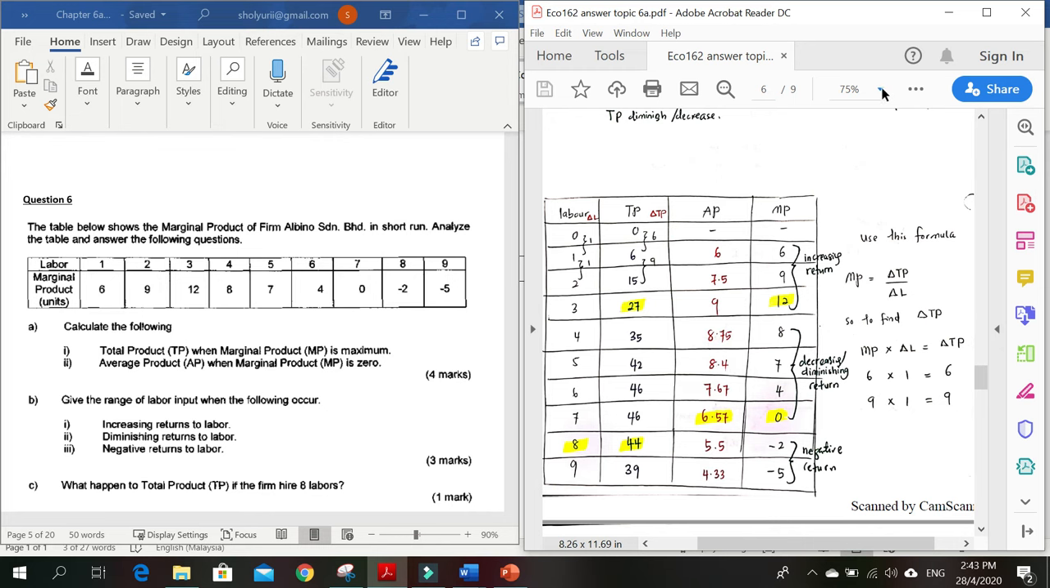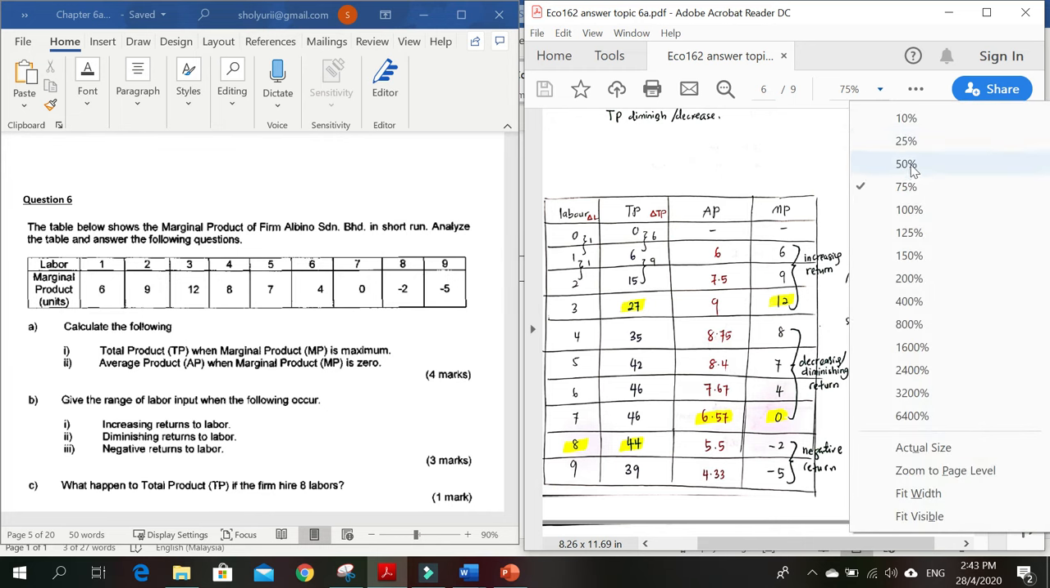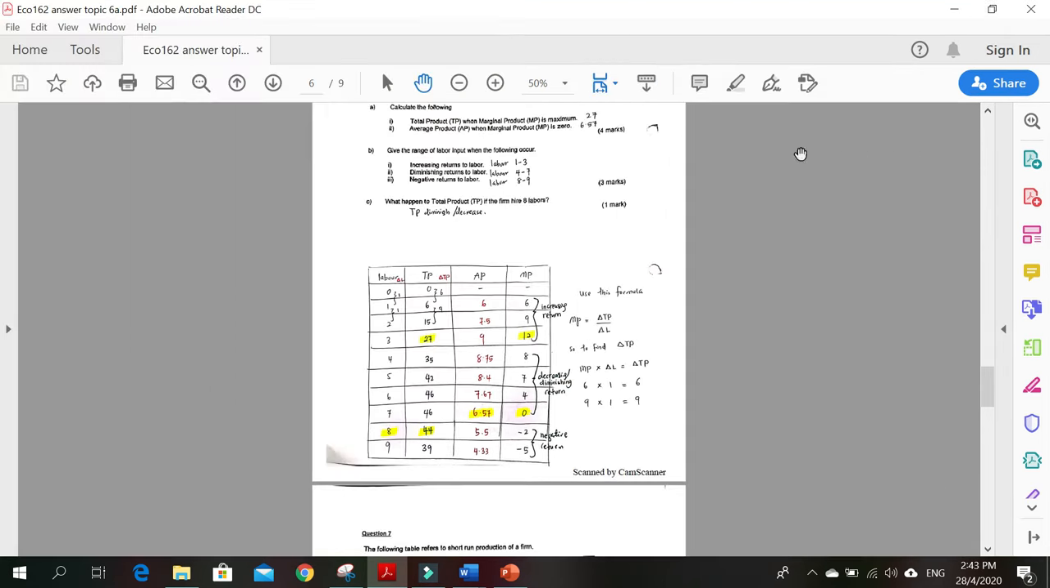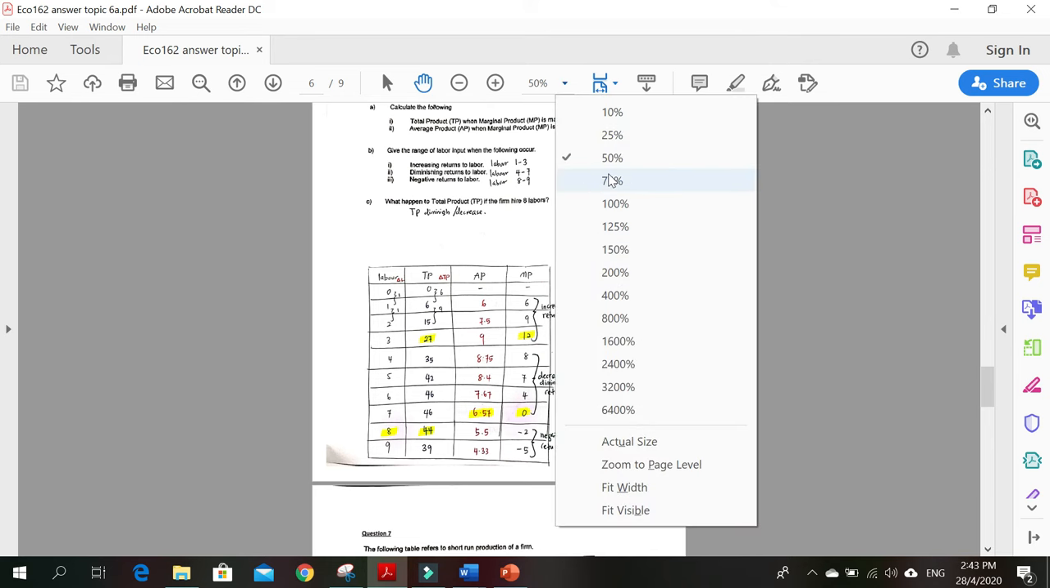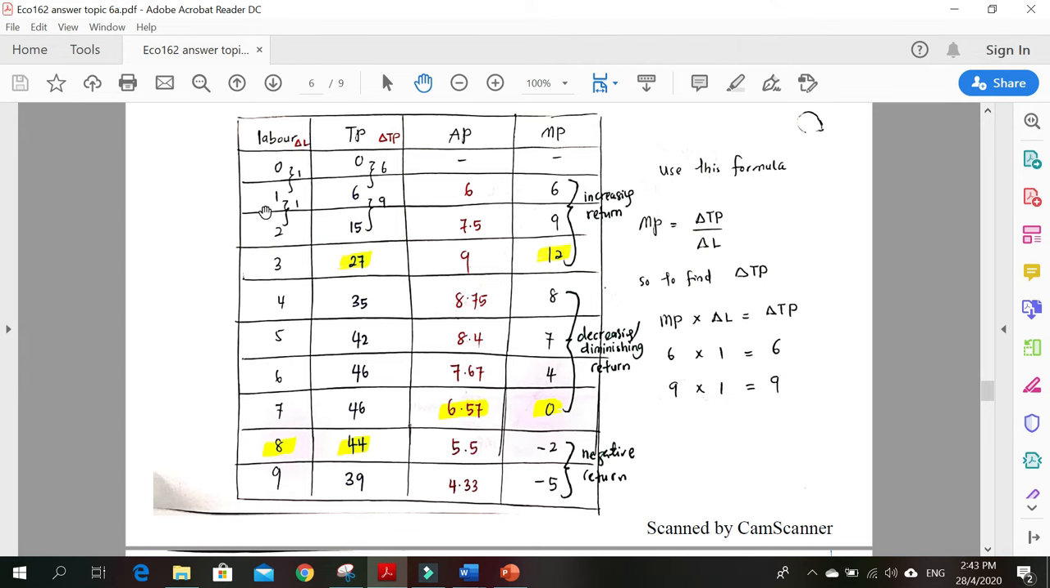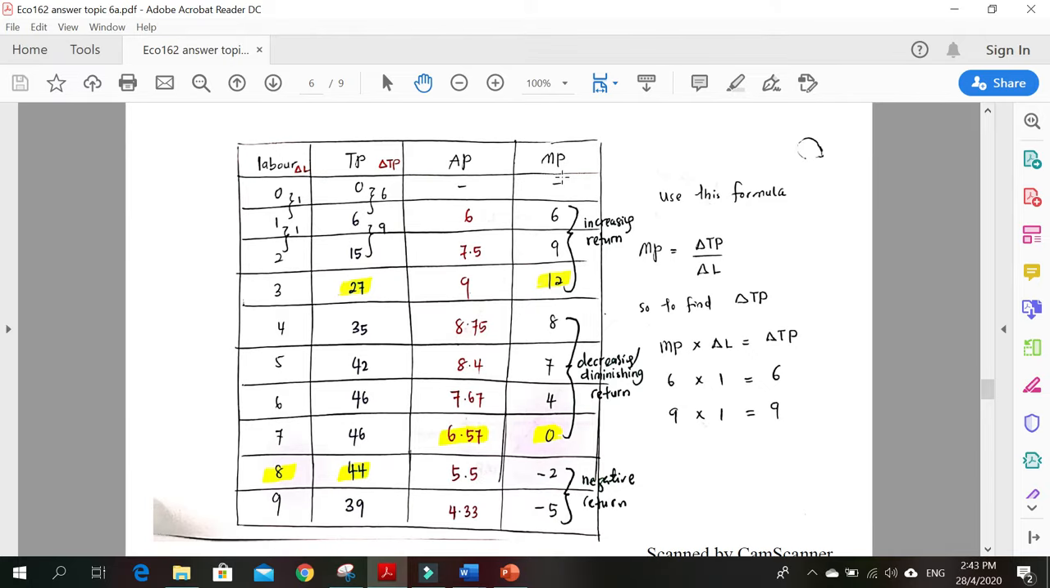Okay, so I buat kecil sikit. Kecil sangat tak nampak pula kan? Hopefully you nampak. Okay, alright. So here, tak apalah, saya besarkan sebab kita nampak soalan dekat sini. Alright. So this is the question I already salin balik. Okay, we have this information only. Total marginal product. We don't have total product. We don't have average product. We have labor.